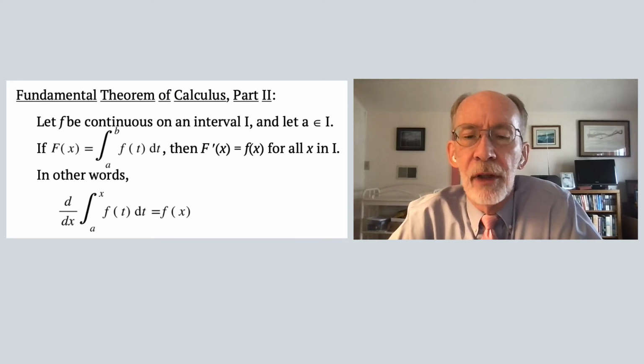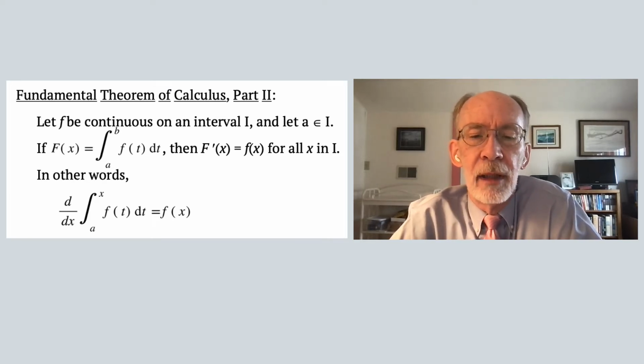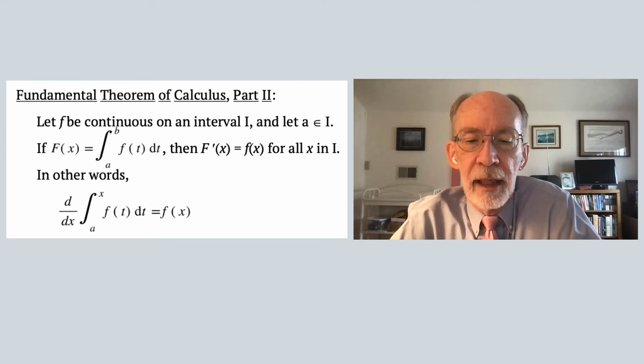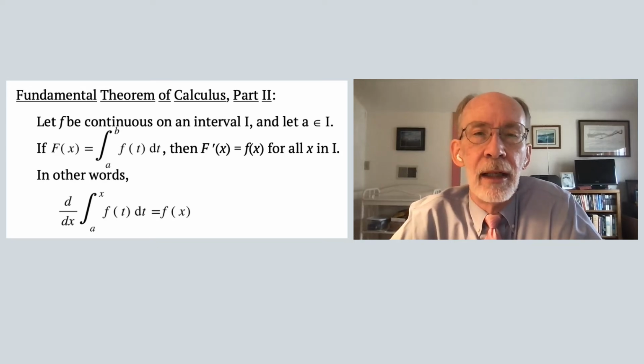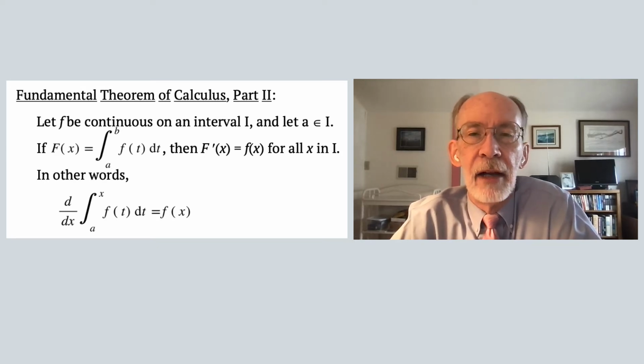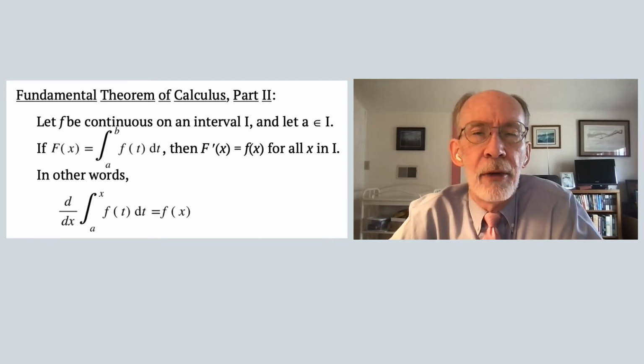If you define some function, big F of x, to be the integral from a constant to x of f of t dt, then big F prime of x is just little f of x. Or equivalently, approached with a slightly different notation, the derivative with respect to x of the integral from a to x of little f of t dt is little f of x. If you take the time to go through a proof of the fundamental theorem part 2, you'll find that it's guaranteed that if f is continuous, it has an antiderivative. So that's the thing we're assuming.